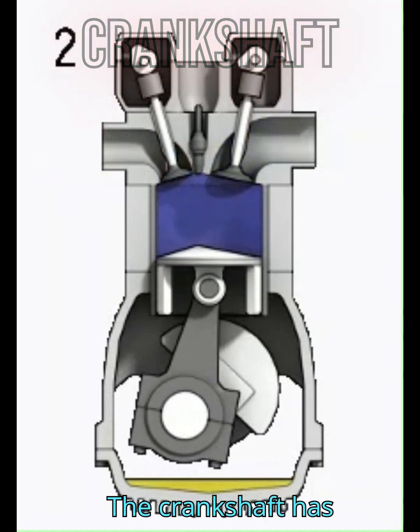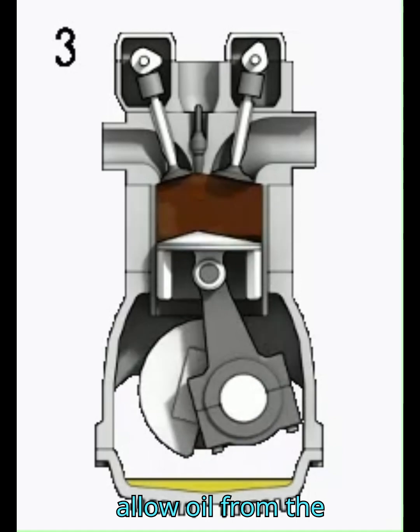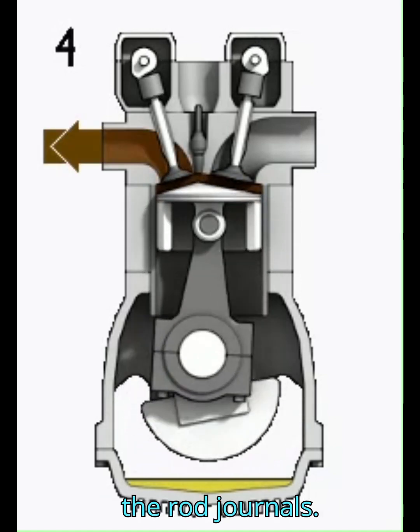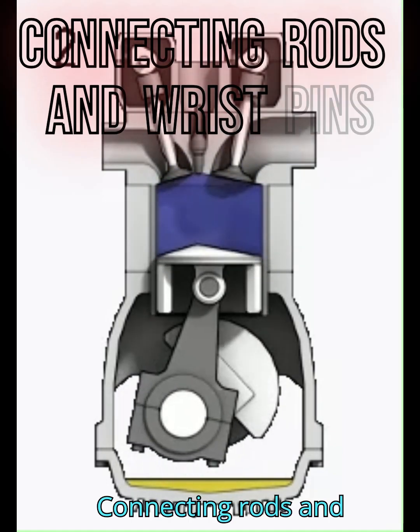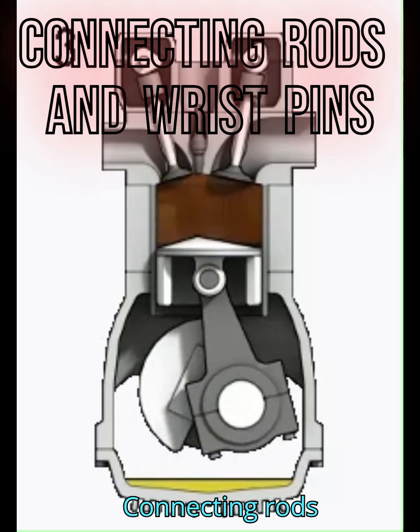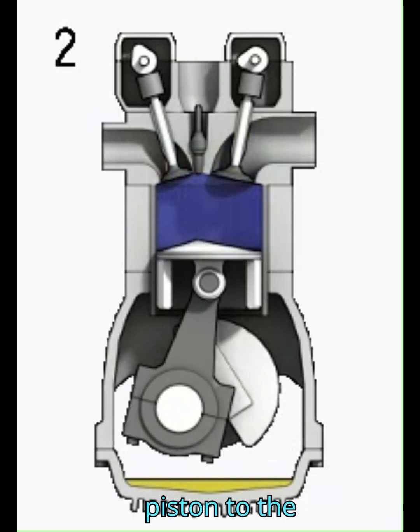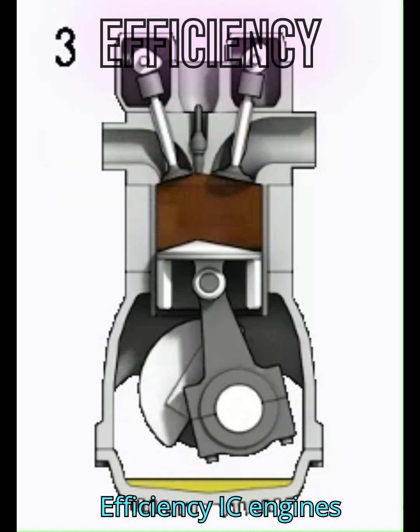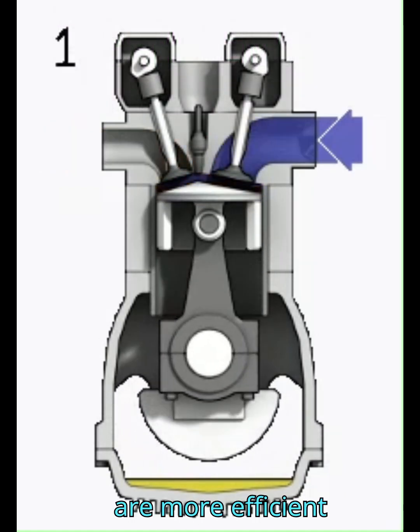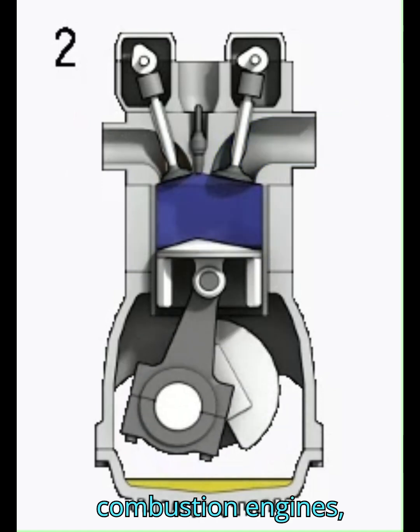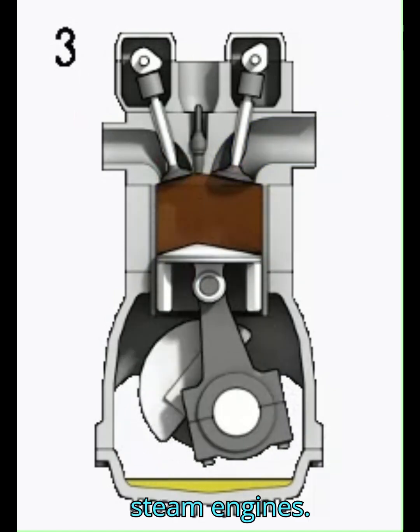Crankshaft. The crankshaft has small holes that allow oil from the bearings to travel to the rod journals. Connecting rods and wrist pins. Connecting rods connect the piston to the crankshaft, and wrist pins attach the piston to the connecting rod. Efficiency. IC engines are more efficient than external combustion engines, which are used in steam engines.